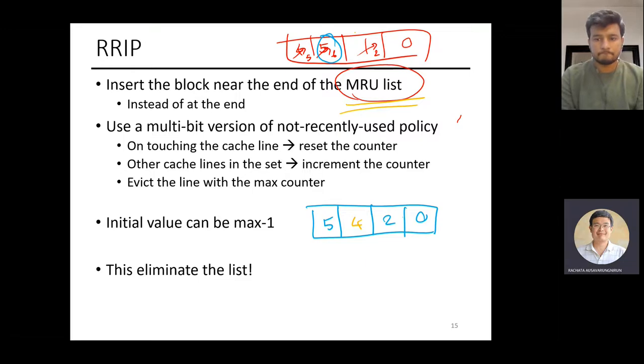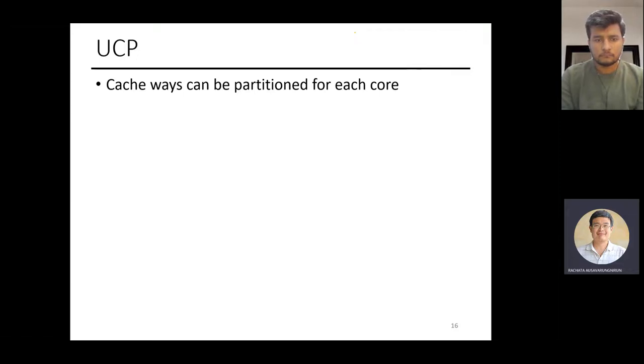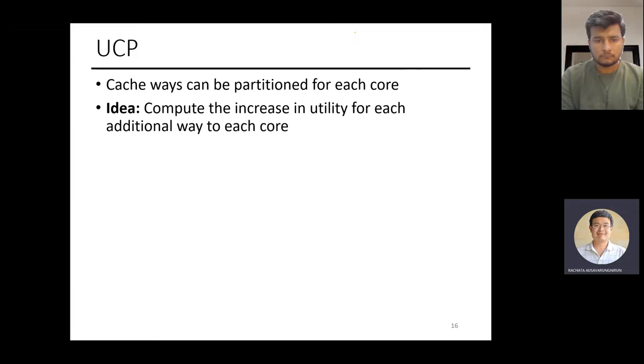All right. Another policy is called UCP. So this is more the idea of how do I partition the cache for each processor, right? Because each processor that runs a different application has different affinity to the amount of cache given to them. So what I can do is try to figure out how much of the cache I should give to each application. Because if I can figure it out, I would assign a certain number of ways to each core that is running the application, ensuring that the utility you get from assigning it this way is maximum.